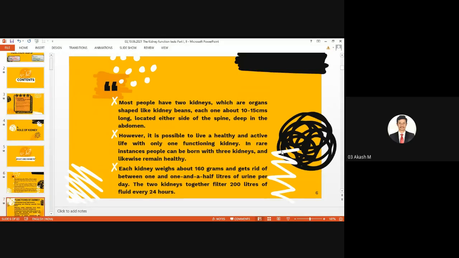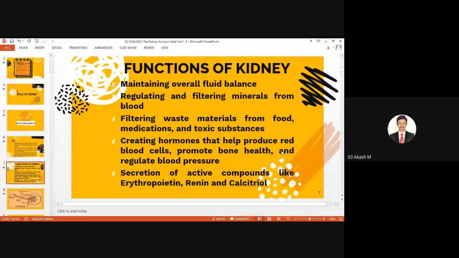And we saw about the functions of kidney. It maintains overall fluid balance. It secretes active compounds like erythropoietin, renin, and creates hormone that helps to produce red blood cells. Promotes bone health and regulates blood pressure, ma'am. It filters waste materials from blood, medication, and toxic substances.